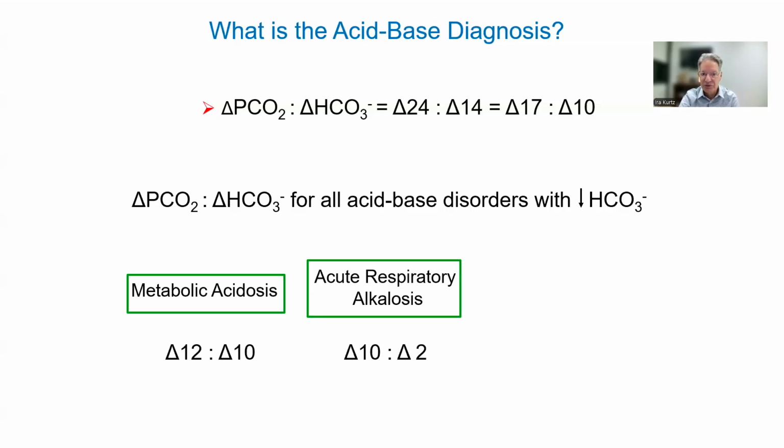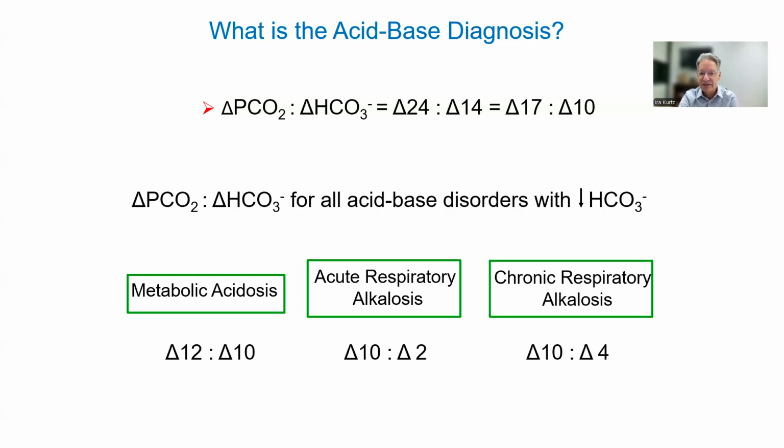Could it be acute respiratory alkalosis? Well, the fall in the PCO2 of 10 should have been associated with a fall in the bicarbonate of 2, which clearly, again, is not the case. Nor does the patient have the expected values in chronic respiratory alkalosis, where the PCO2 falling by 10 should be associated with a fall in the bicarbonate of 4. Some people say 5, but in that range. And clearly our patient did not fall into any of these.